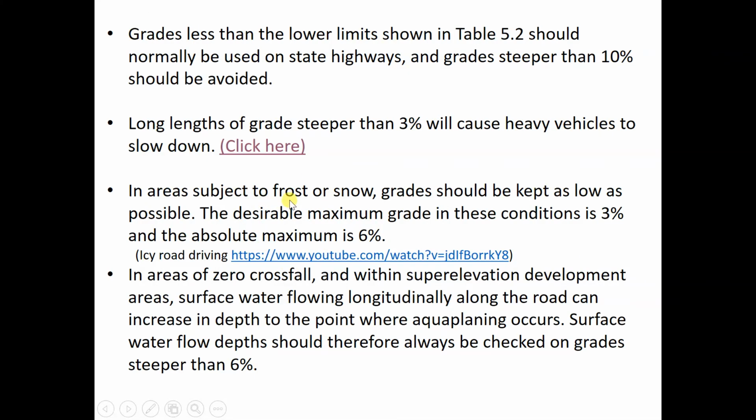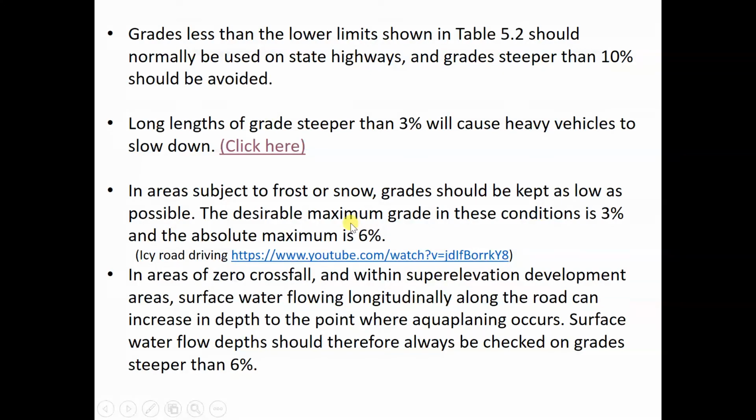In areas subject to frost or snow, grades should be kept as low as possible. Desirable maximum grade in this condition is 3% and absolute maximum is 6%. Just now we talked about the Bowen Street in Dunedin. That one is 38%. So there will be a lot of problems during the winter. The vehicle may not be able to stop downhill or even up.